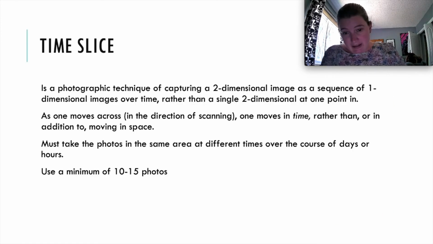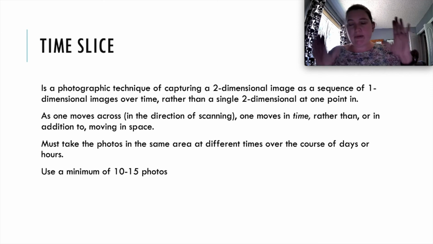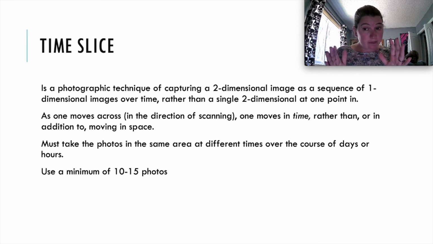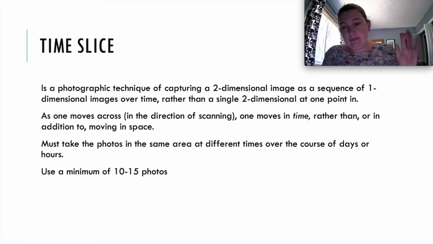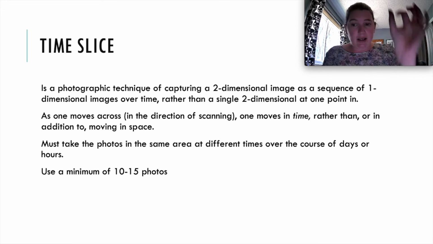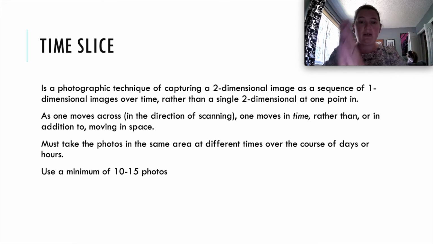Next one is a time slice. This one's kind of like a combination of the last one and the joiner. So same place, different time, as well as the joiner. You're going to take the same photo at different hours of the day and then move across the space. So you would take one photo from the same position every hour for however long, 10 hours of that day, and you would go across at different times of the day. Then you cut it into strips and put it together that way. I'll show you an example.